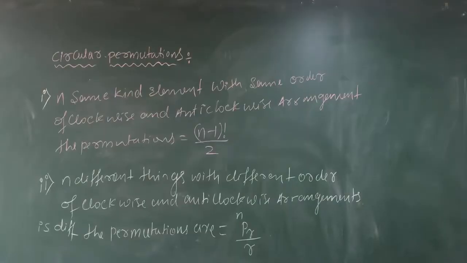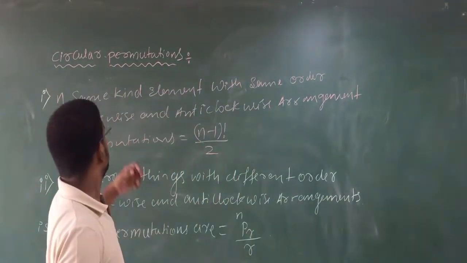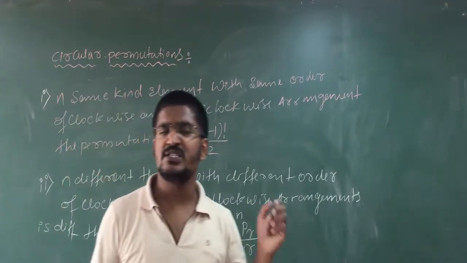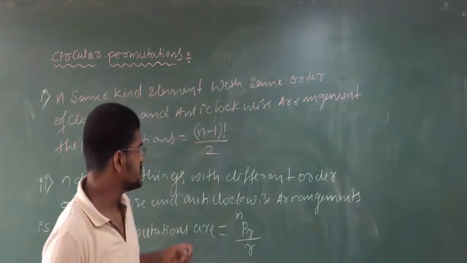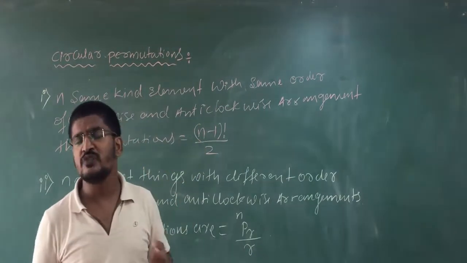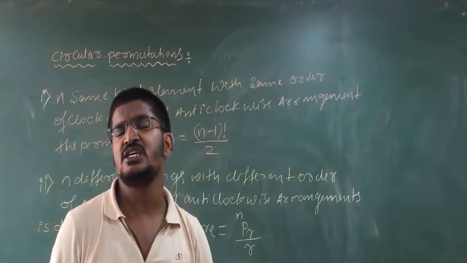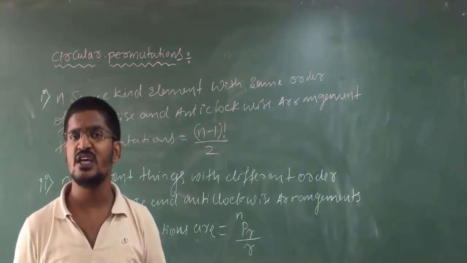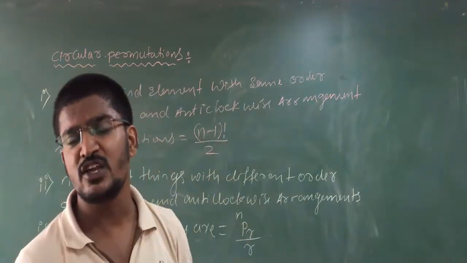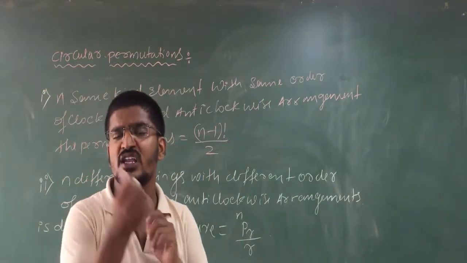Okay students, we have seen that if n same kind of elements are taken and arranged in the same order of clockwise and anti-clockwise, then the permutations are going to be (n minus 1) factorial divided by 2. We also saw that n different things are taken and arranged in clockwise and anti-clockwise where the arrangement is different in order. Clear? That means clockwise and anti-clockwise order is different.